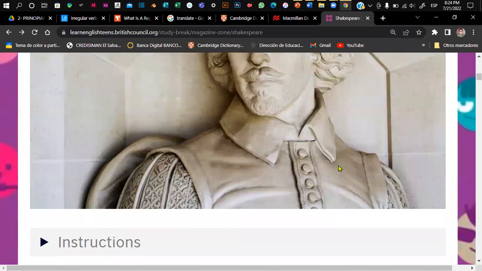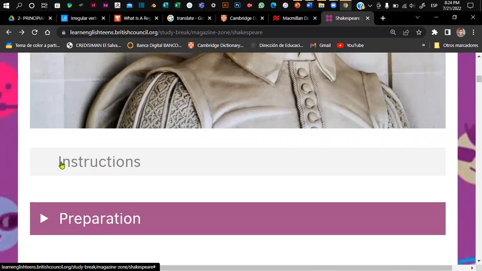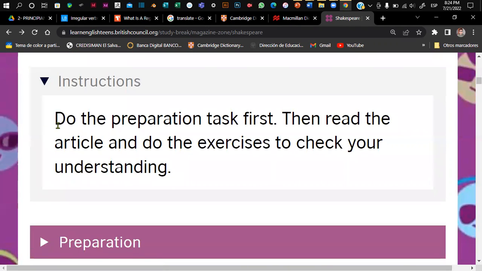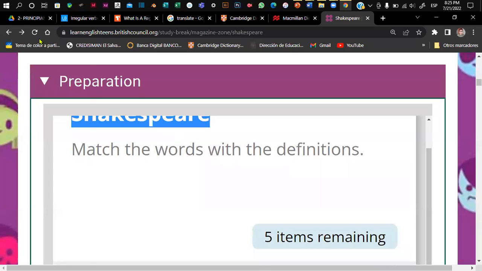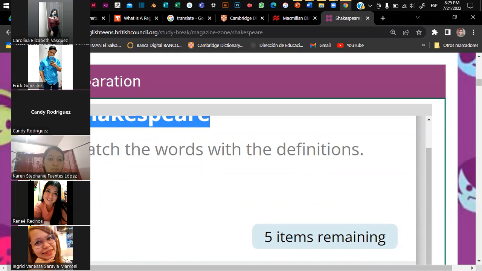Okay, let's continue. Please help me, Karen. I said that you were going to go next. Okay, the instructions. Do the preparation tasks first, then read the article, and do the exercises to check your understanding. Okay, exercises. Let's repeat: exercises, and to check your understanding. Okay, excellent. The preparation is this part, Shakespeare. Okay, what is the indication? Let's see, Carolina, indication, please.